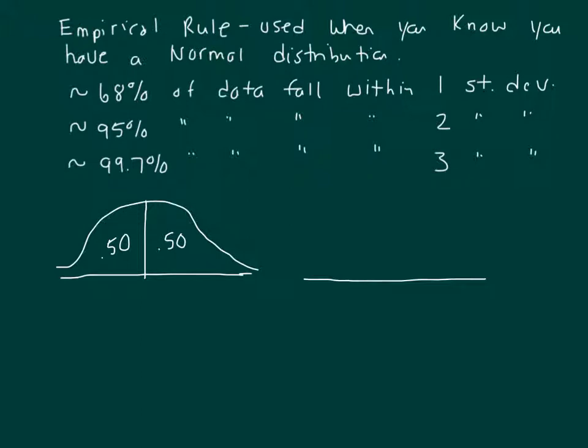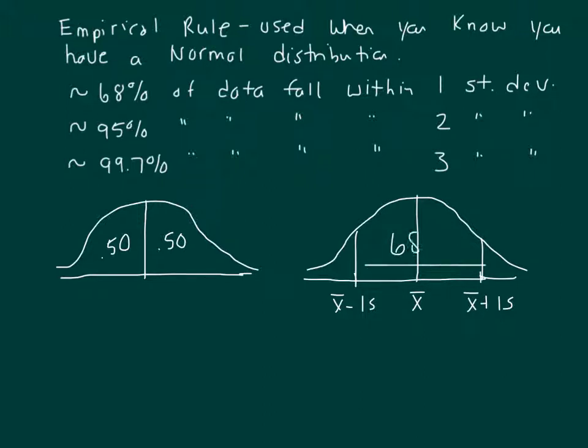And so with the empirical rule, if this is your mean, this is your mean plus 1 standard deviation, and down here would be your mean minus 1 standard deviation, they're saying that 68% of your data are here. Well, half of 68 is 34, so 34% here and 34% down here. So let's apply that to our problem.